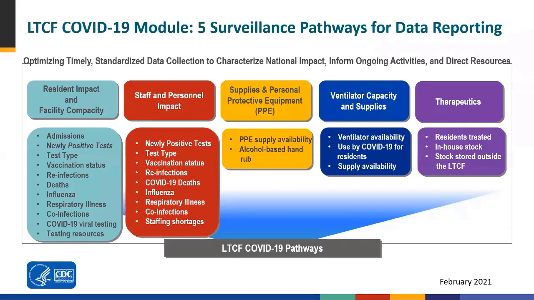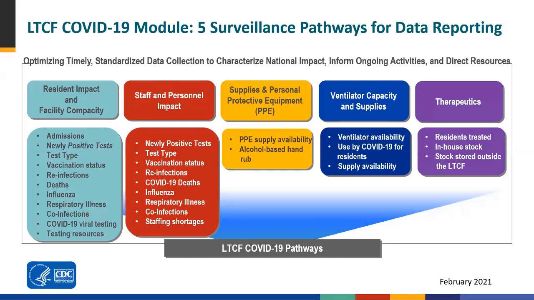Our third pathway that we have listed here is the supplies and personal protective equipment pathway. This assesses the availability of alcohol-based hand rub and personal protective equipment available during the reporting week. This pathway will also assess the need for additional government resources and outreach for the reporting week.